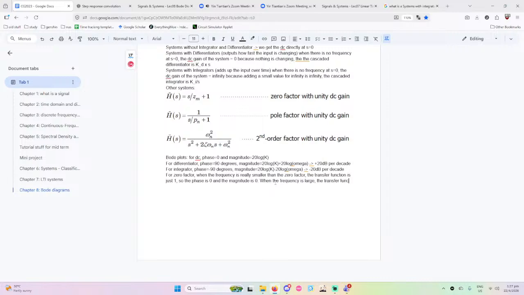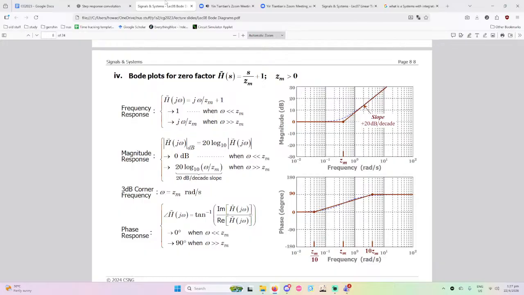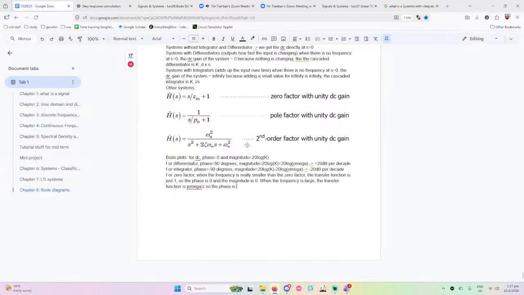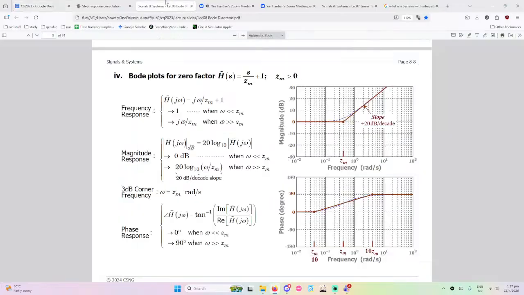So in this case, what is the magnitude in dB? The magnitude in dB will be equal to 20 times log 10 of omega divided by Zm. Here we assume that omega and Zm are both larger than 0. So we can write it as 20 times log 10 of omega minus 20 times log 10 of Zm. Since log 10 of omega is multiplied by 20 here, when frequency is larger than Zm, the slope here is plus 20 dB per decade.